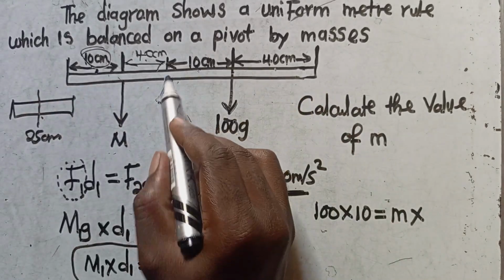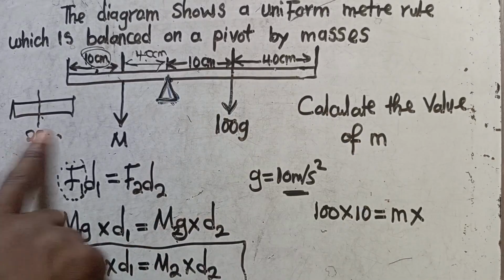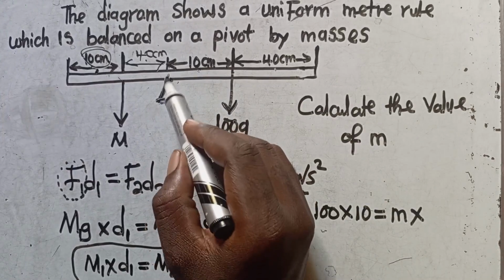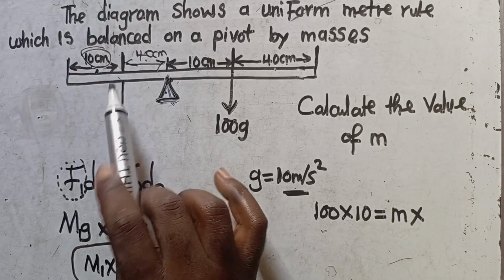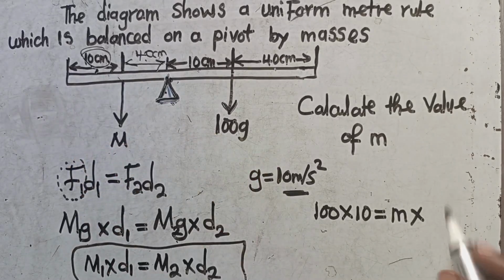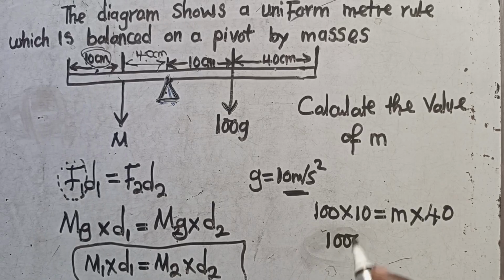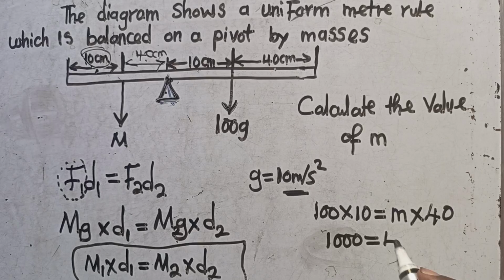So this is a meter rule. It is on the 50 here. This is where we've got this. So now what I'm going to do, this is 40. I multiply by 40. So here, what answer am I going to get on this side? The answer here is 1,000. I'm going to have 100 times 10, that's 1,000. So if I multiply, that is 1,000, which is equivalent to 40M.